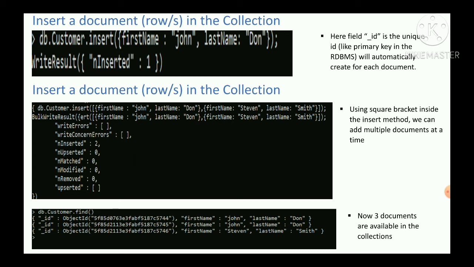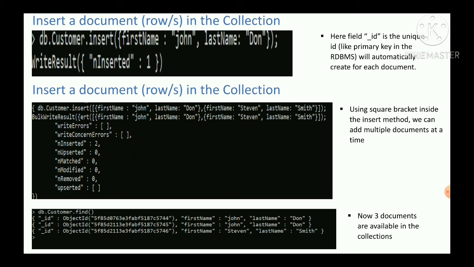So the flower braces contain the first name, last name combination, and it's closed, comma, the next set of first name and last name. If you want to enter multiple values, you need to put the comma after the flower braces, and you need to give the key value format. Once you enter that, it will show how many records are getting inserted.